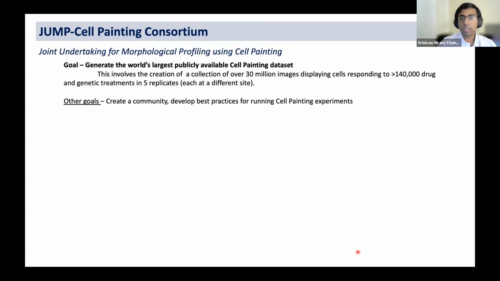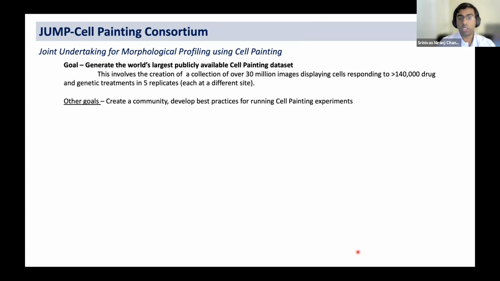All right, so what is the JUMP Cell Painting Consortium? Well, JUMP stands for Joint Undertaking for Morphological Profiling, and we'll be using cell painting as the assay for performing morphological profiling. The main goal of this data set is to generate the world's largest publicly available cell painting data set. So this effort will involve the creation of over 30 million images displaying cells that respond to over 140,000 chemical and genetic perturbations in 5 replicates.